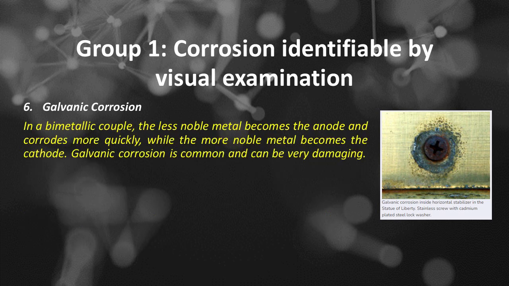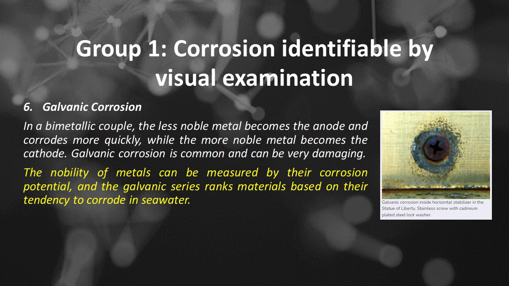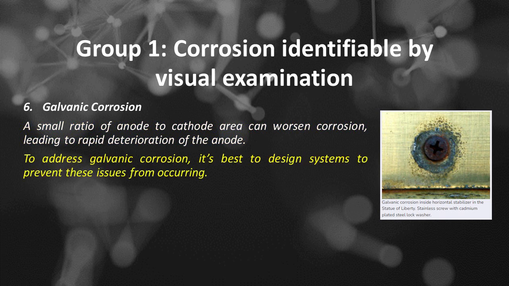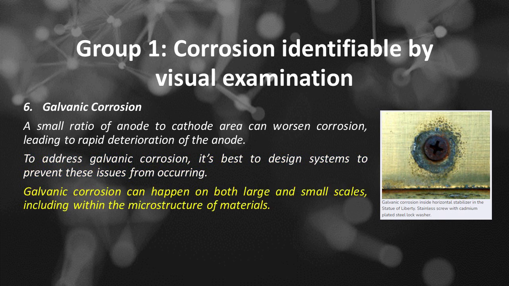In a bimetallic couple, the less noble metal becomes the anode and corrodes more quickly, while the more noble metal becomes the cathode. Galvanic corrosion is common and can be very damaging. The nobility of metals can be measured by their corrosion potential, and the galvanic series ranks materials based on their tendency to corrode in seawater. A small ratio of anode to cathode area can worsen corrosion, leading to rapid deterioration of the anode. To address galvanic corrosion, it's best to design systems to prevent these issues from occurring. Galvanic corrosion can happen on both large and small scales, including within the microstructure of materials.